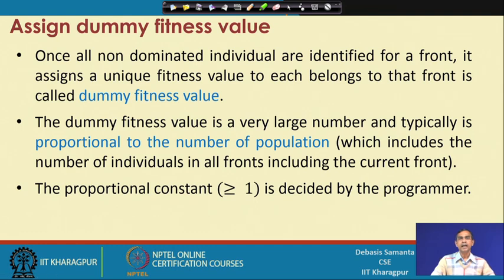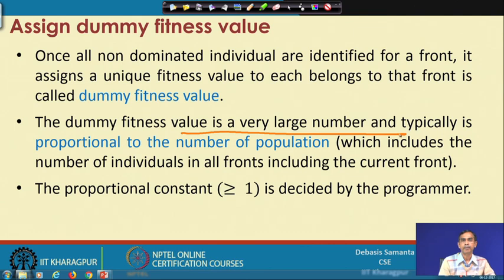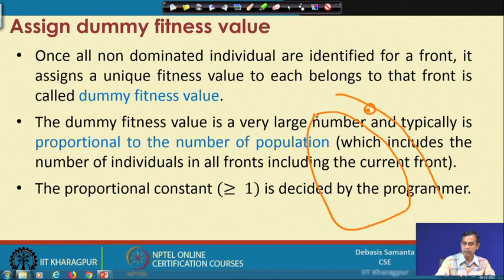Here the basic idea about assigning dummy fitness values is that we first find all the fronts, then assign a dummy fitness value to each solution belonging to a particular front. The dummy fitness value is a very large number and is typically proportional to the number of individuals in the population, including all fronts below and the current front. Now, the idea is that at any instant, if this is the one solution to which we have to assign a dummy fitness value, it assigns one very large number, denoted by all the solutions which are in this front as well as all the fronts below this front. So, it is the concept.